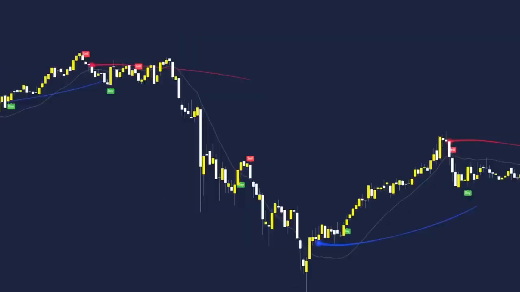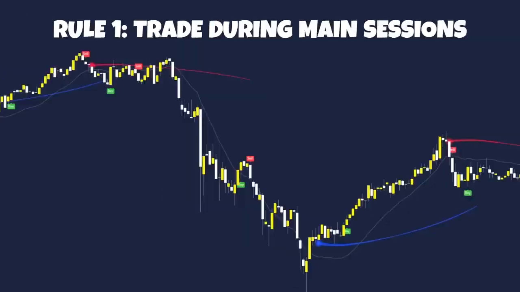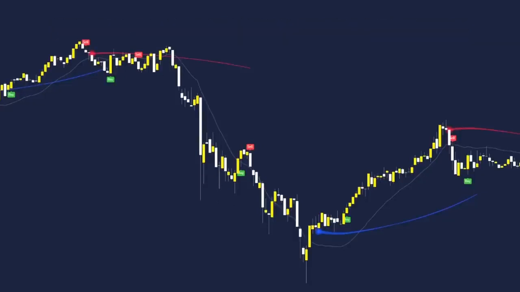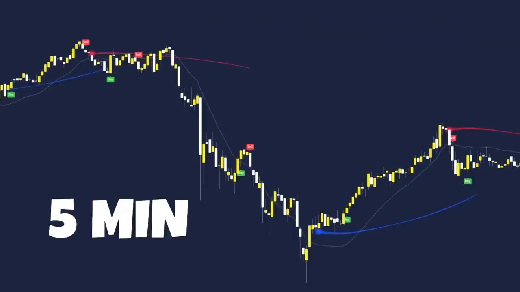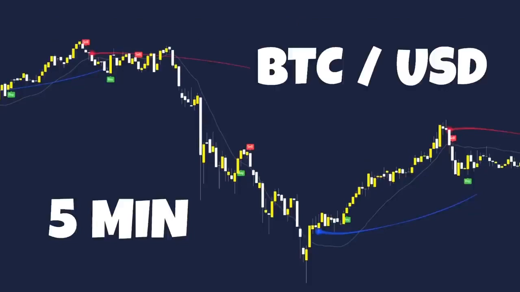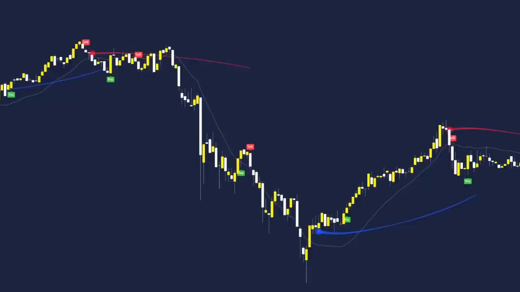Okay, so there are a couple of rules for trading this strategy. The first rule, of course, is that we want to focus on trading during main sessions. For this strategy, I am trading the 5-minute chart on Bitcoin USD. So naturally, we'll be focusing on the New York session. Trading the US session will mean we have the most volume and the most liquidity to be able to catch the best possible trends when trading.